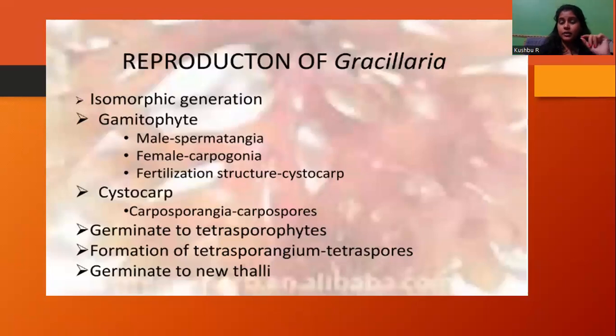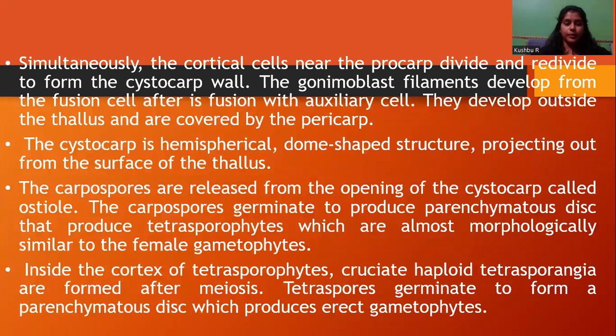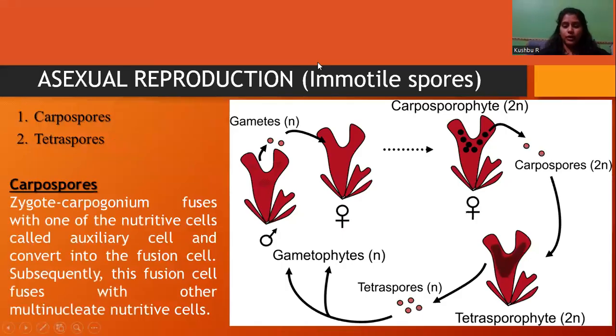These tetrasporophytes will give tetrasporangium. Tetrasporangium will give tetraspores. This is the order in which they undergo their life cycle, and there is alternation of generation between them. Without one, the other generation cannot produce the offspring. So this is the explanation for whatever was explained in detail. So this summarizes how your gametophyte will produce spermatangium and carpogonium, and how fertilization occurs.